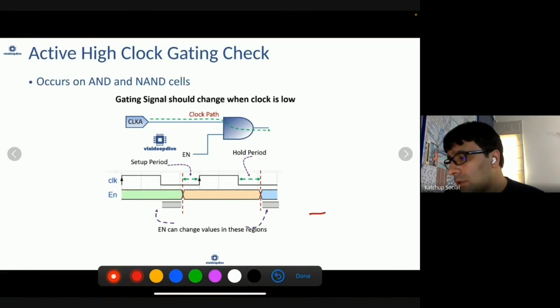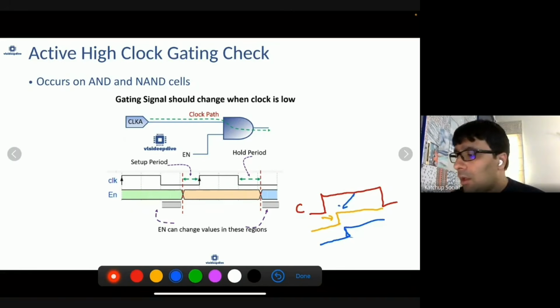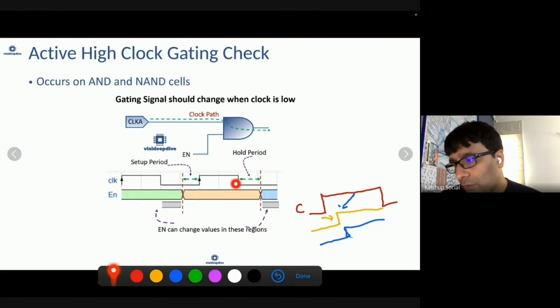Let's say the clock is going high here, and this is the clock, and let's say your enable changes from 0 to 1 in this region. Because of that, the output clock will change here, close to the same time as enable. So it can cause unnecessary edges because enable is changing in a region where the clock is high. It can cause active edges to shift. So basically the requirement is that enable should not change within this region.